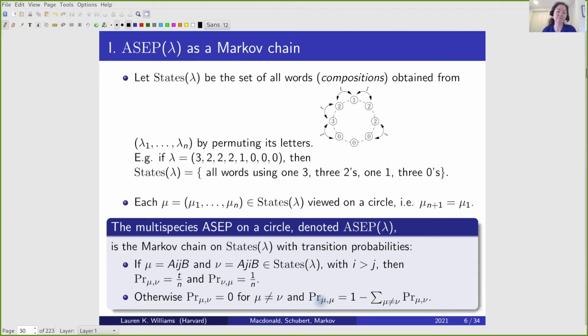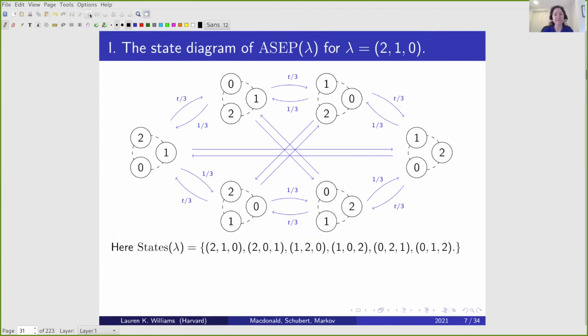And the probability of staying in the same place is what it needs to be, namely 1 minus the probability that we exit that state. Okay, so this is a little picture of the Markov chain when I have 3 states. So there's 3 sites on my lattice, so n is 3 and lambda is 2, 1, 0. So I have particles of weight 0, 1, and 2, and they can swap places. 2 adjacent particles on my circle can swap places. And so I have 3 factorial different states. And this is the state diagram that shows the different ways and probabilities of transitioning between 2 states.